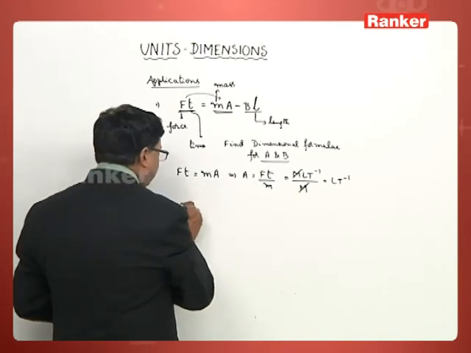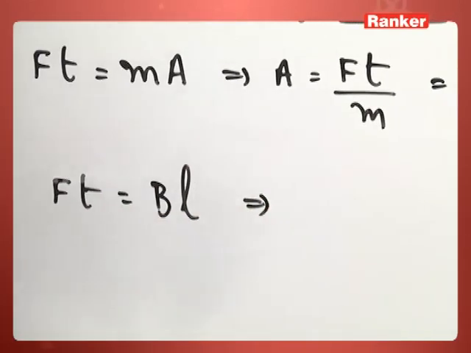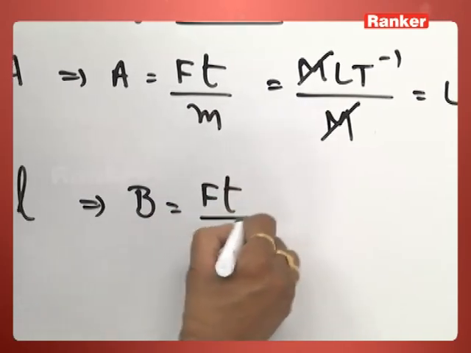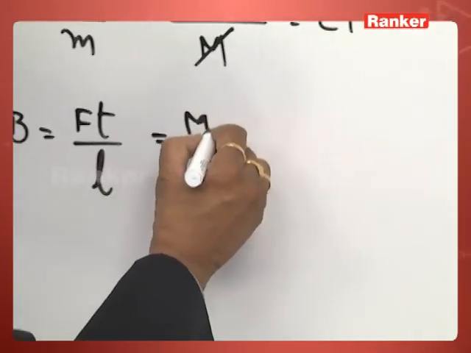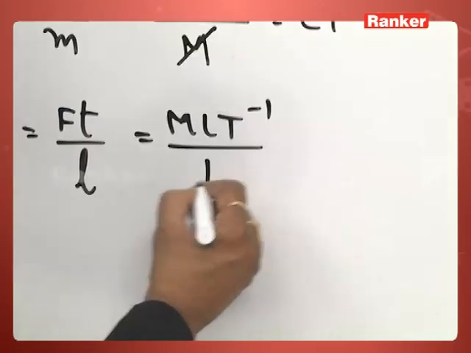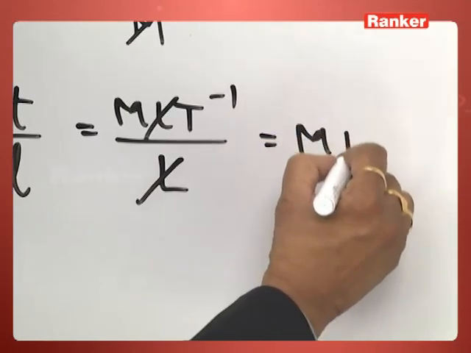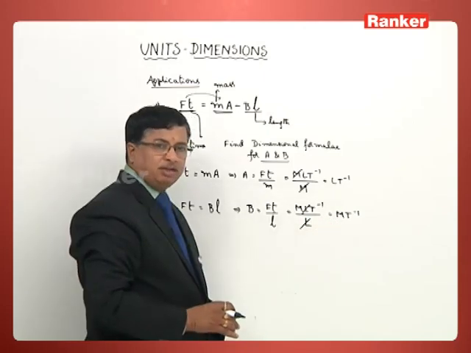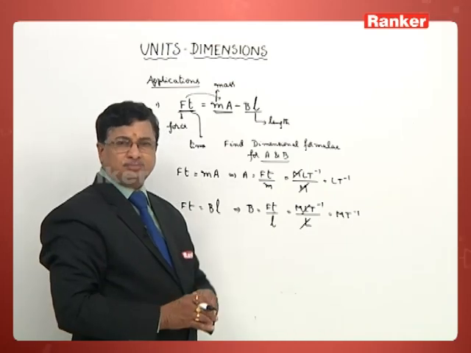Similarly, when I take F into T is equal to B into L, then what is the dimensional formula of B is the question. F into T by L when I write. Let us write dimensions once again. M L T inverse, that is for impulse, divided by L, that is for length. Length gets cancelled, and you are now left with M T inverse. That M T inverse otherwise is called the rate of change of mass.